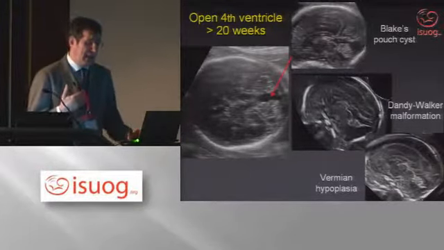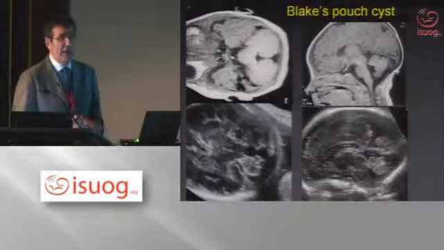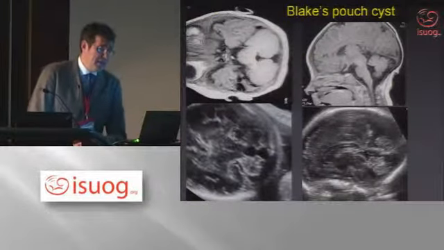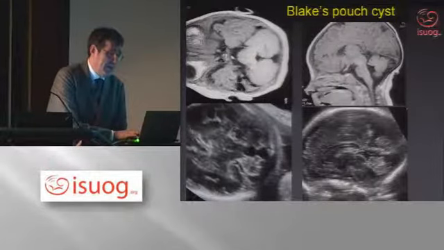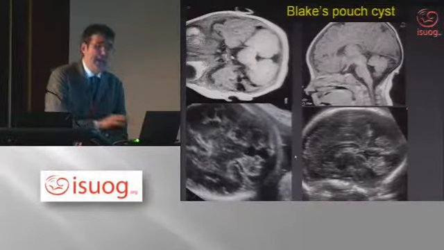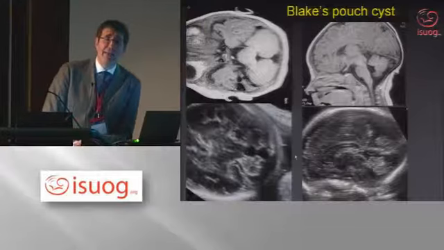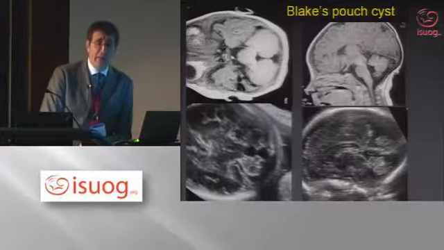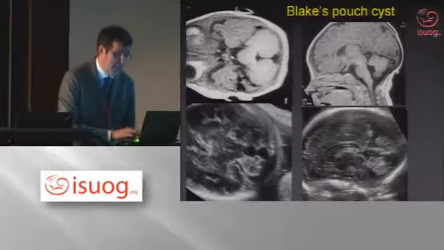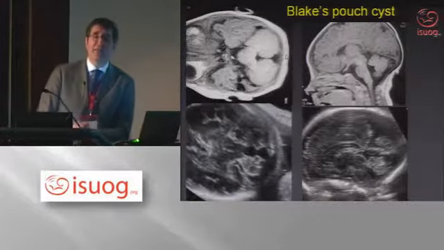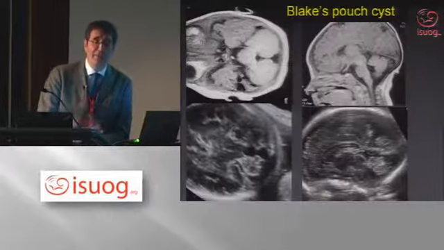Let's see each of these conditions and how they appear. This is Blake's pouch cyst, seen postnatally and antenatally. This is characterized by the open fourth ventricle. Usually the opening is very tight. And in the French literature, this has been referred to as the buttock sign. You can immediately realize why.